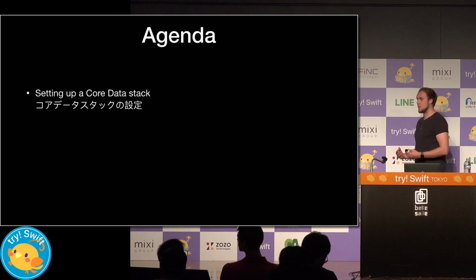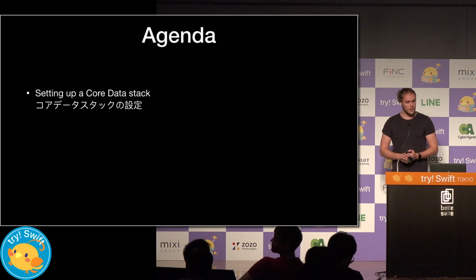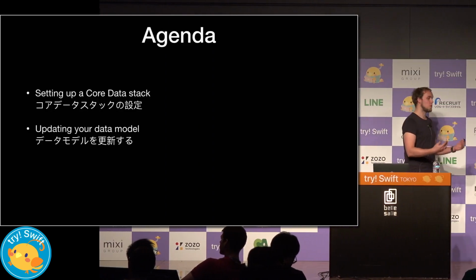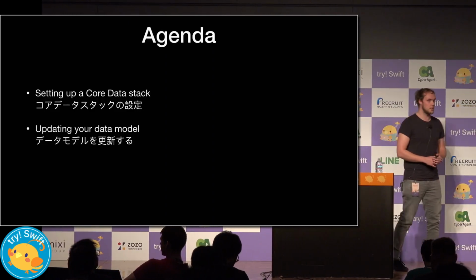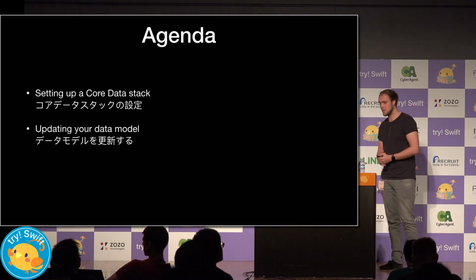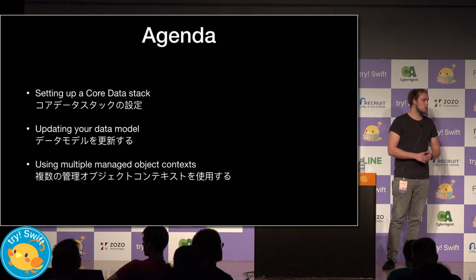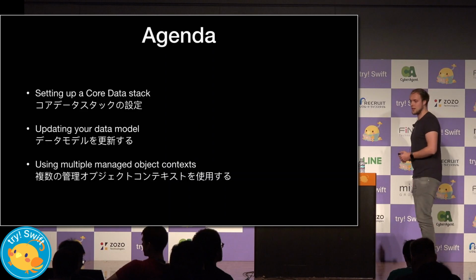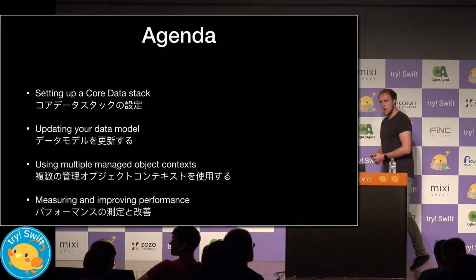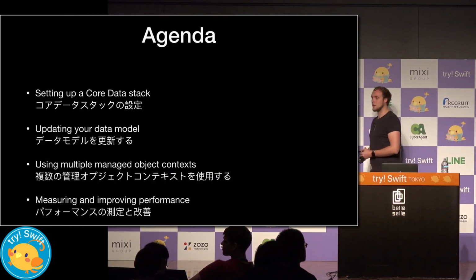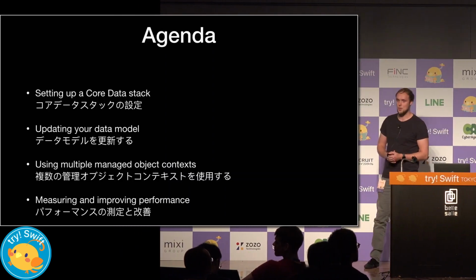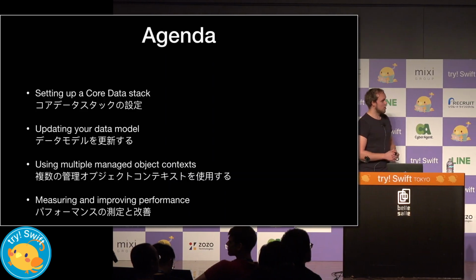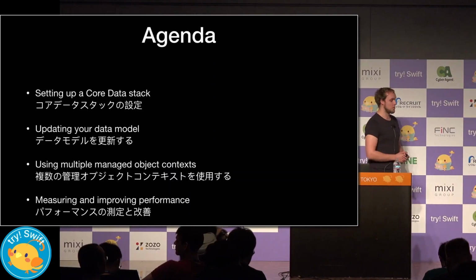I'll first show how you can set up a Core Data stack. Then we'll see how you can update your Core Data model once you've defined it. If that sentence doesn't make sense, don't worry, it will by the time that we get there. Then I will show you how you can use a very complicated Core Data setup using several managed object contexts. And lastly, I will show you how you can measure and optimize performance of your Core Data implementation. This is a lot to cover, so let's just jump straight into setting up your Core Data stack.